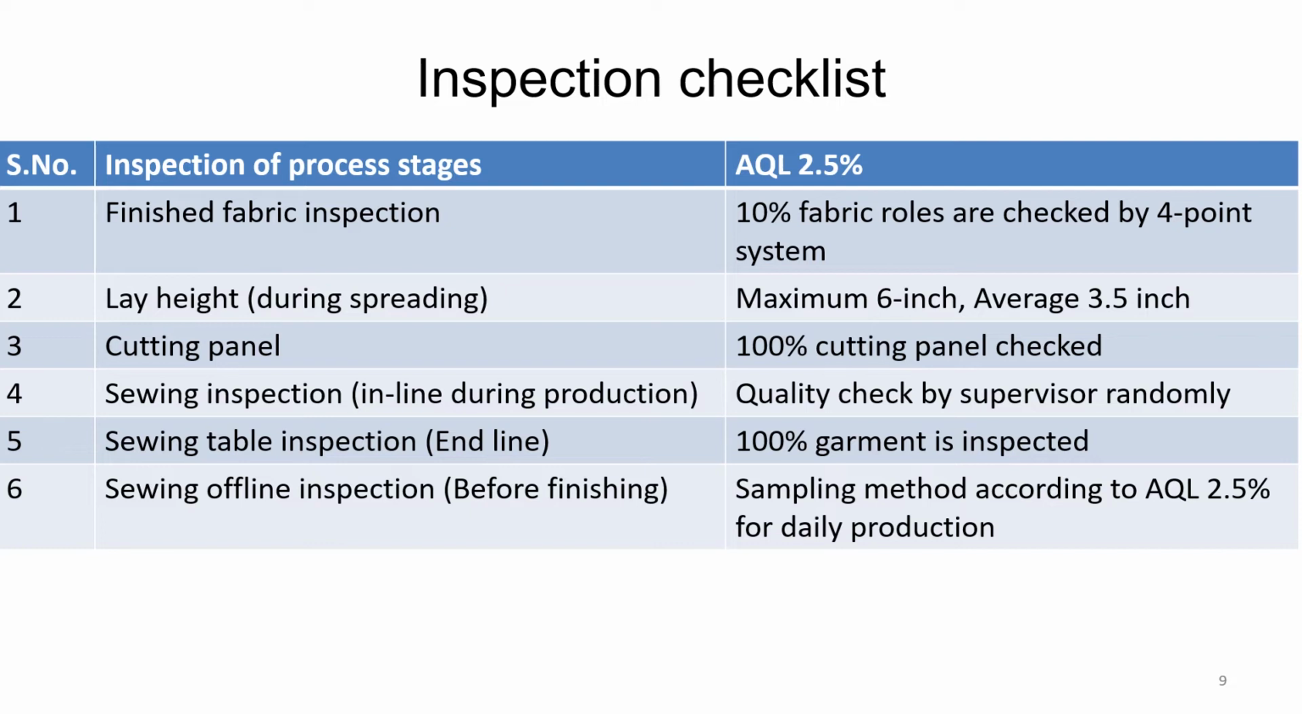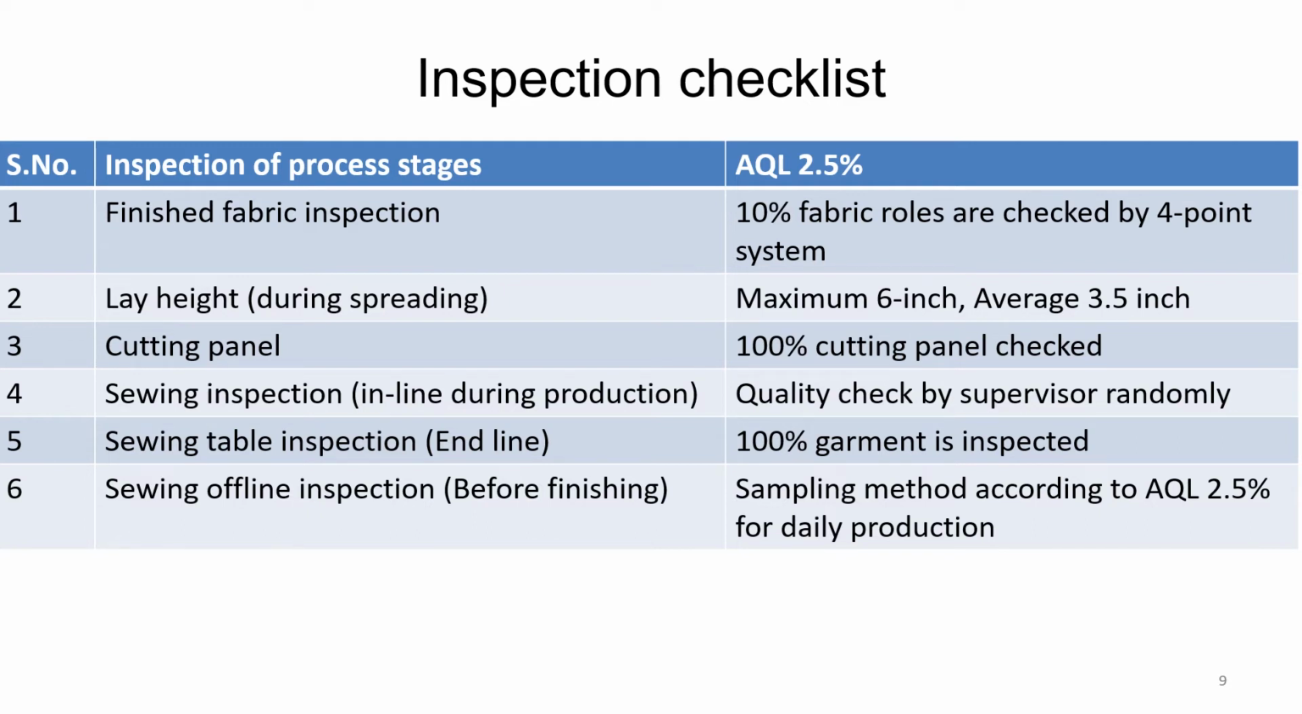Third is cutting panel. Once the cutting has been done, all the cutting panels should be checked whether they have been cut properly or not. Fourth is sewing inspection. Sewing inspection happens at two levels. One is that on all the machines where different operations are happening, the quality is checked by the supervisor randomly.